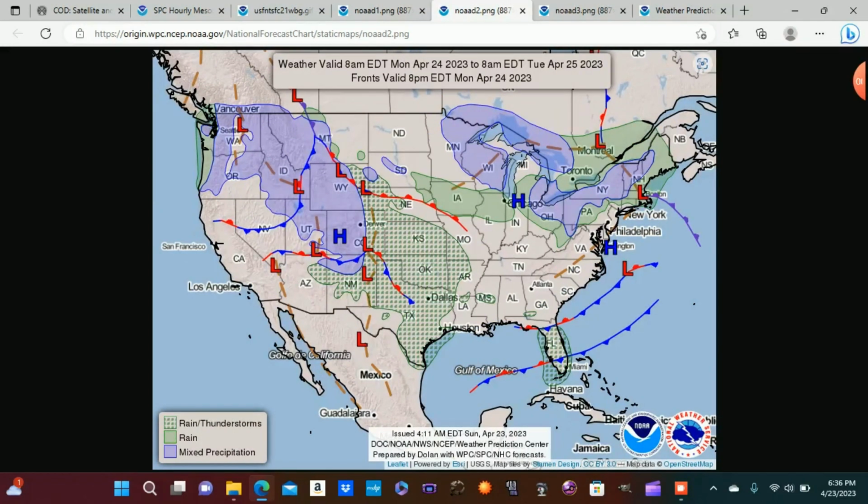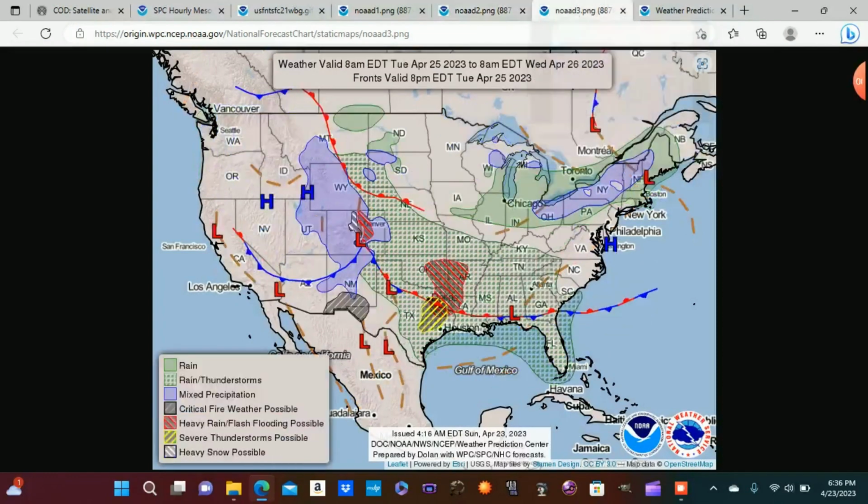And next, on to day 2 for Monday. The fronts will move offshore with rain or snow showers for parts of the Great Lakes region. A new system I'm watching is going to be getting organized in the western United States, and that'll help create some showers and a few thunderstorms for the central United States.